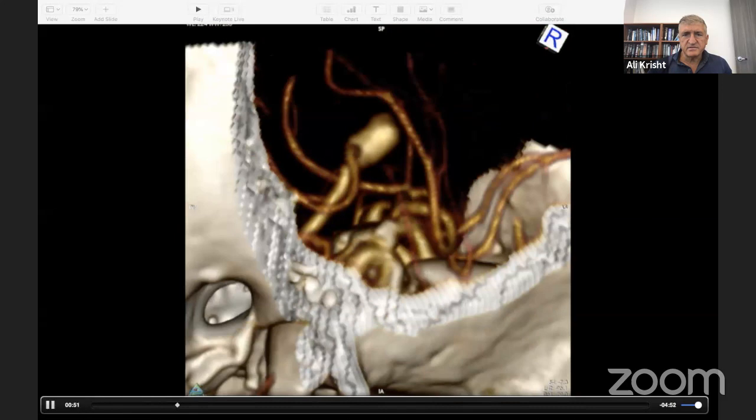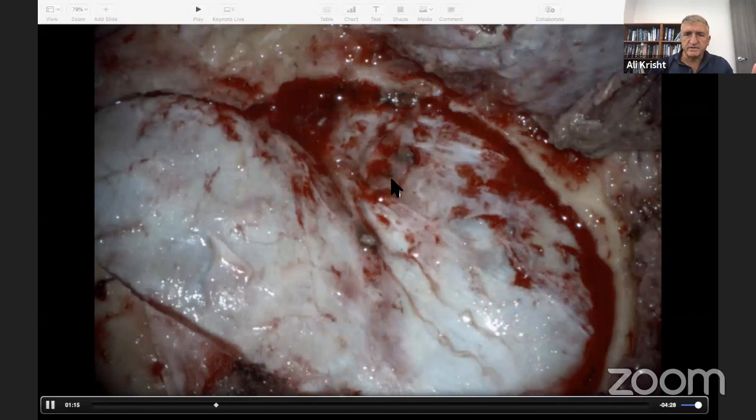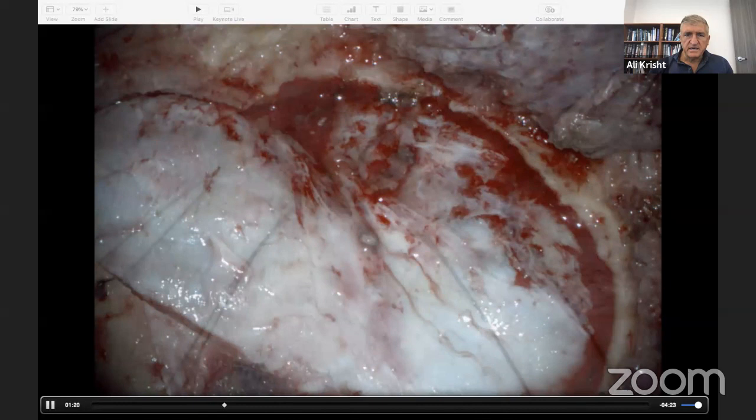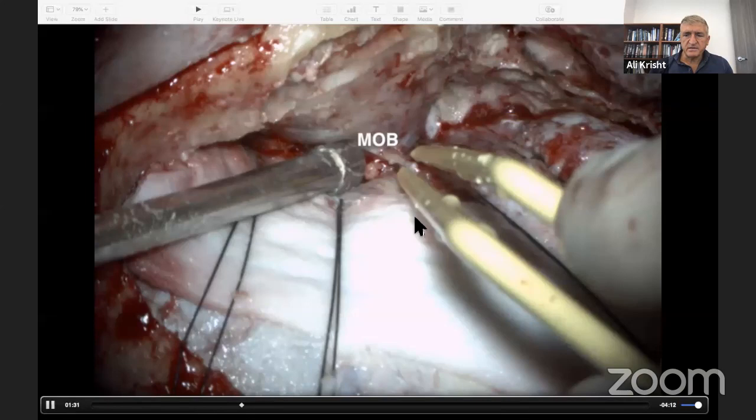But this approach allows you to go down in the middle fossa and look up and get the whole view of it. So these are the steps of the approach. And this is the middle fossa exposed. You see how far down I am here. The meningeal orbital branch.